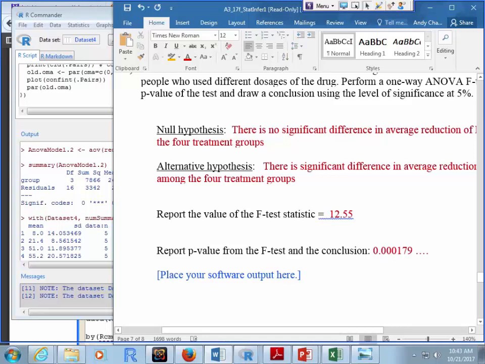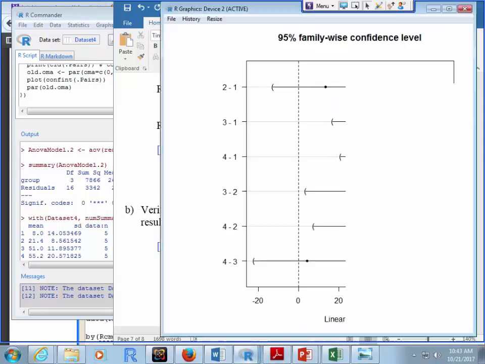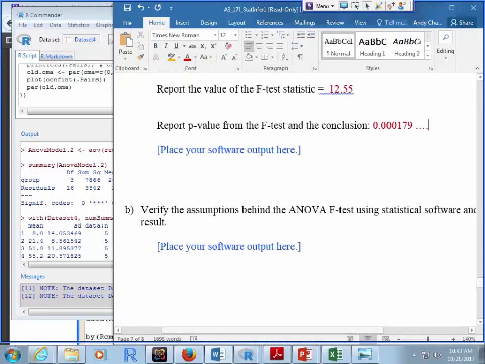And so you're going to say there's sufficient evidence to support the alternative hypothesis that there's a statistically significant difference among the means. You don't know where the significance lies, but you do know there's some significant difference among the means. Okay. And you want to verify the assumptions of the F statistic, and then you will go back.